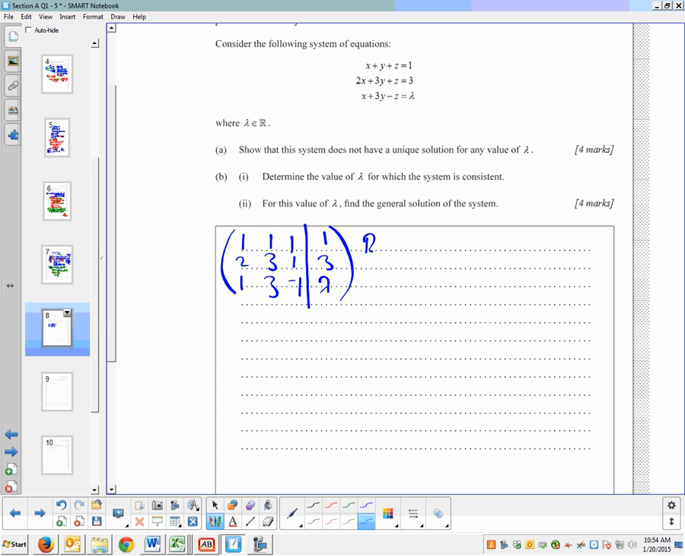Let's do row 2 minus 2 lots of row 1 to start with. And let's also do row 3 minus row 1. So that'll give me zeros in the first column. The first row I'm not going to touch. Second one, do this, minus 2 lots of that.